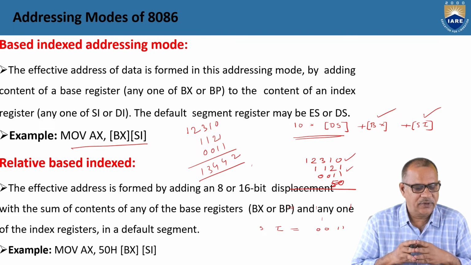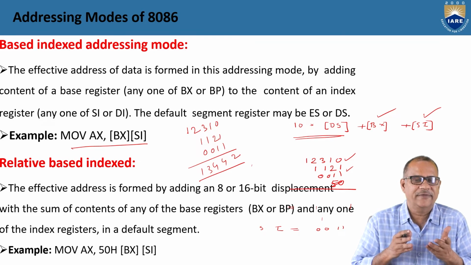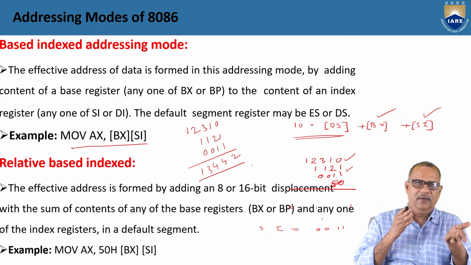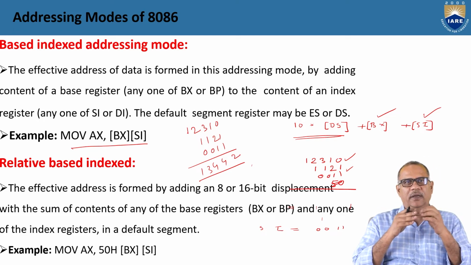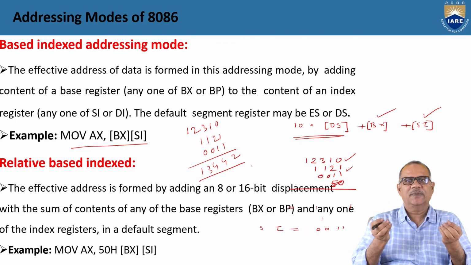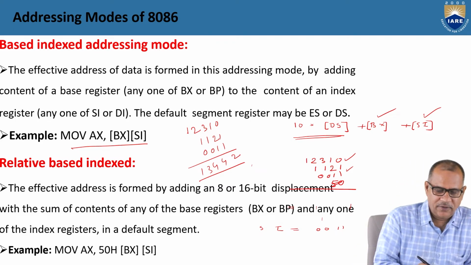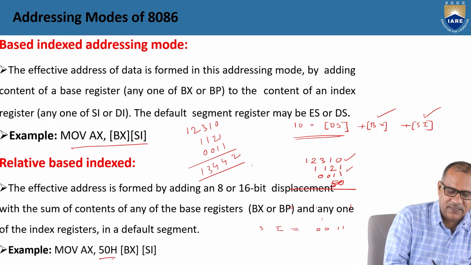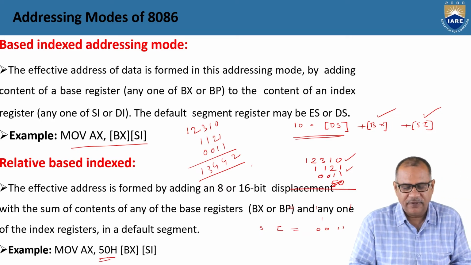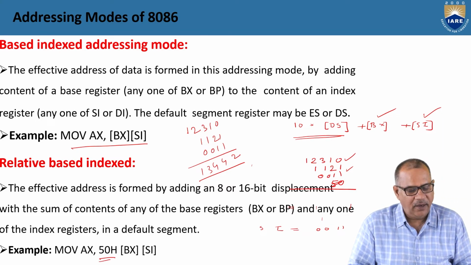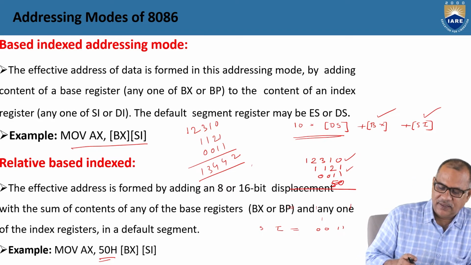Next addressing mode is relative based indexed addressing mode. What is the difference between this and the earlier addressing mode? Here you can put the relative displacement also. So you see, this is the difference. 50H is the extra data. This 50H is put extra, and accordingly data transfer is done.